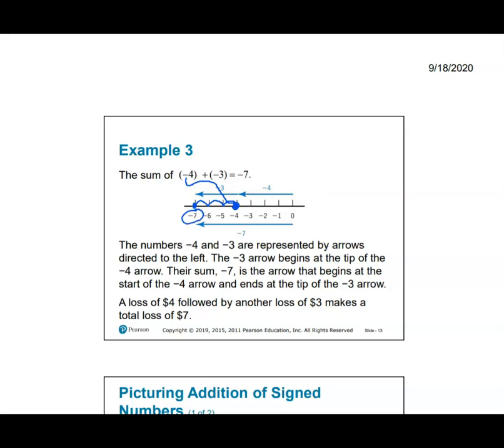People also write this, sometimes you might see -4 plus -3 just written as -4 minus 3, and that's also -7.